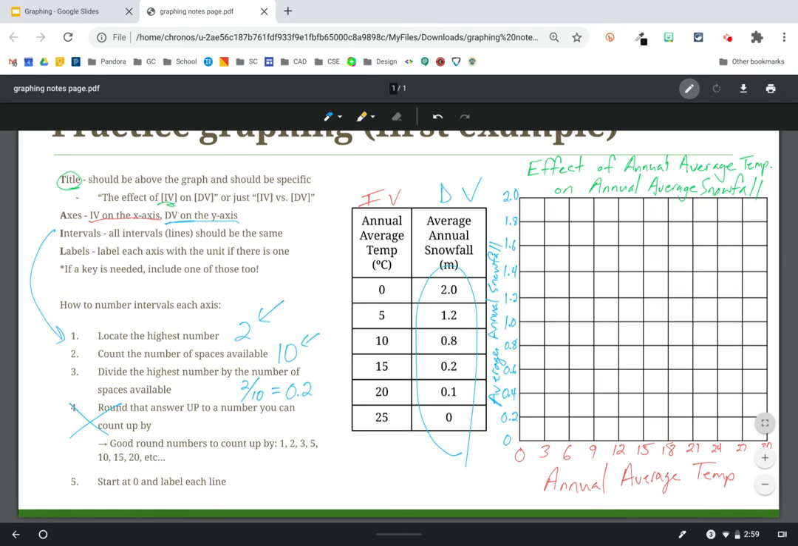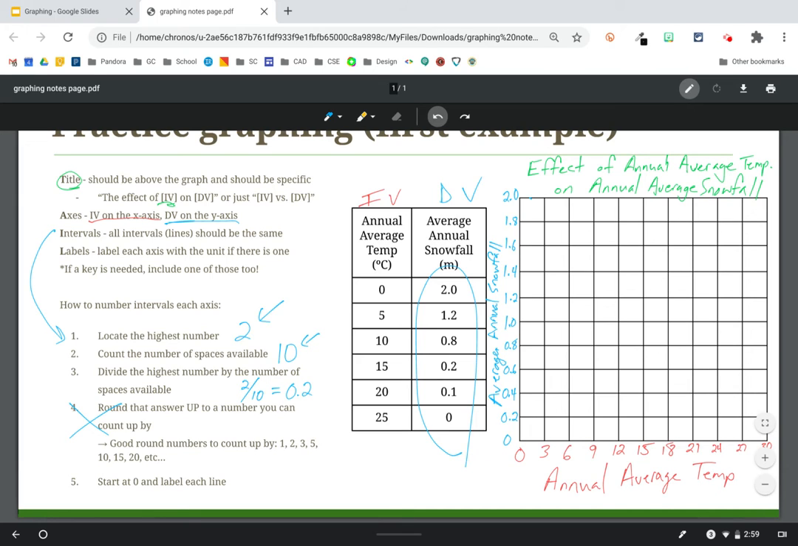And when I considered this fourth step about rounding the answer up, if I rounded this up to like 1 or 0.5, then I would waste a lot of space on this graph because I would get much farther than 2.0 by the end of the graph up here. And so what I decided to do was not round it, because counting by 0.2s kind of reminds me of counting by just 2.